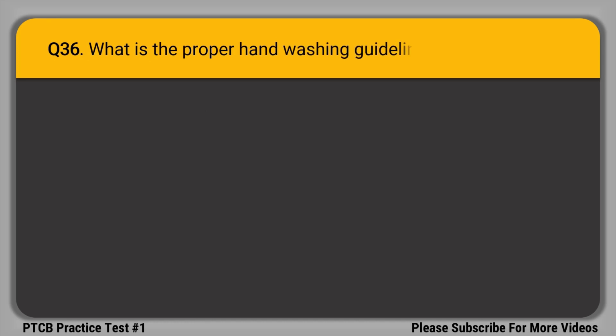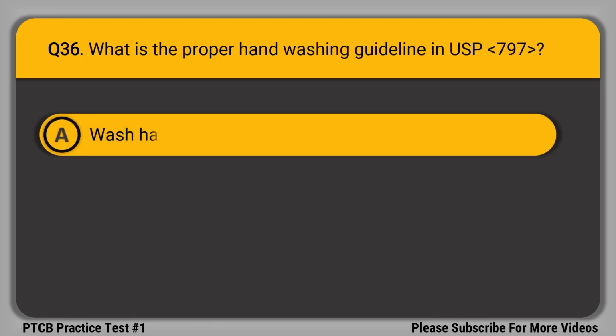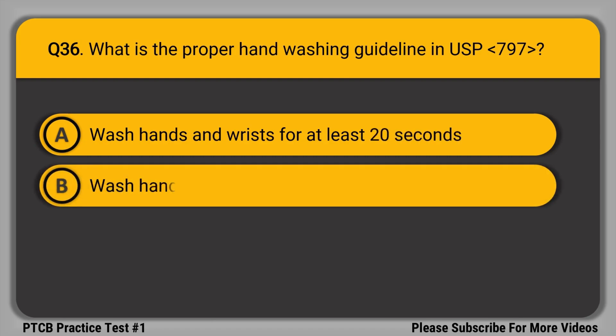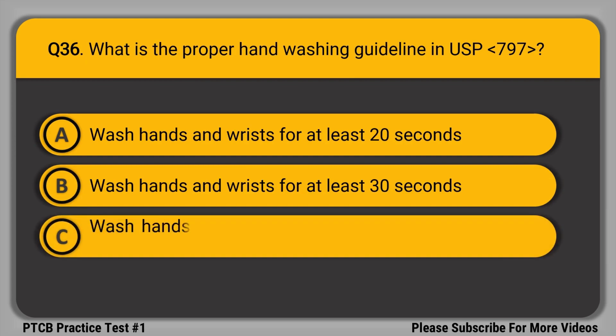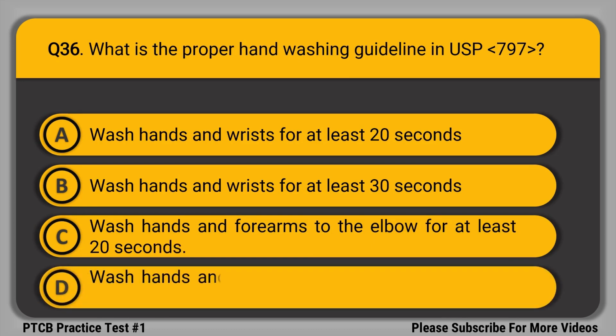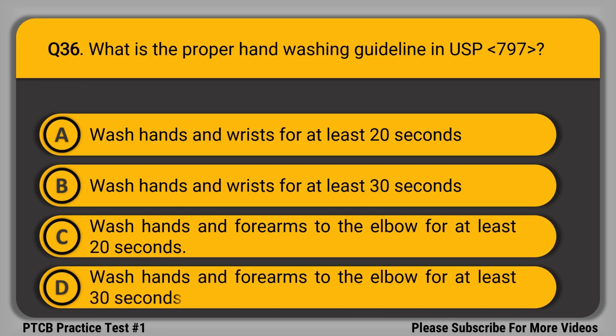Question 36. What is the proper hand-washing guideline in USP 797? A. Wash hands and wrists for at least 20 seconds. B. Wash hands and wrists for at least 30 seconds. C. Wash hands and forearms to the elbow for at least 20 seconds. D. Wash hands and forearms to the elbow for at least 30 seconds. D. Wash hands and forearms to the elbow for at least 30 seconds.